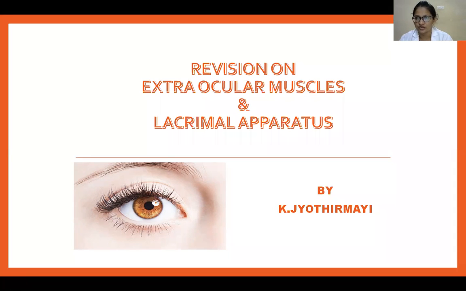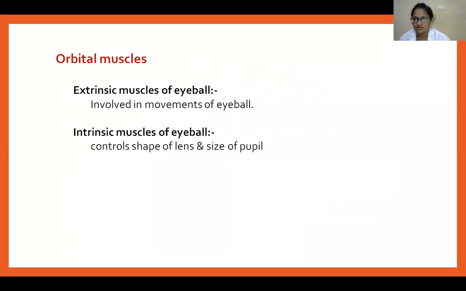Today we are going to revise the extraocular muscles and lacrimal apparatus. What are these extraocular muscles? They are nothing but orbital muscles. The orbit consists of two groups of muscles: extrinsic muscles or extraocular muscles, and intrinsic muscles or intraocular muscles.